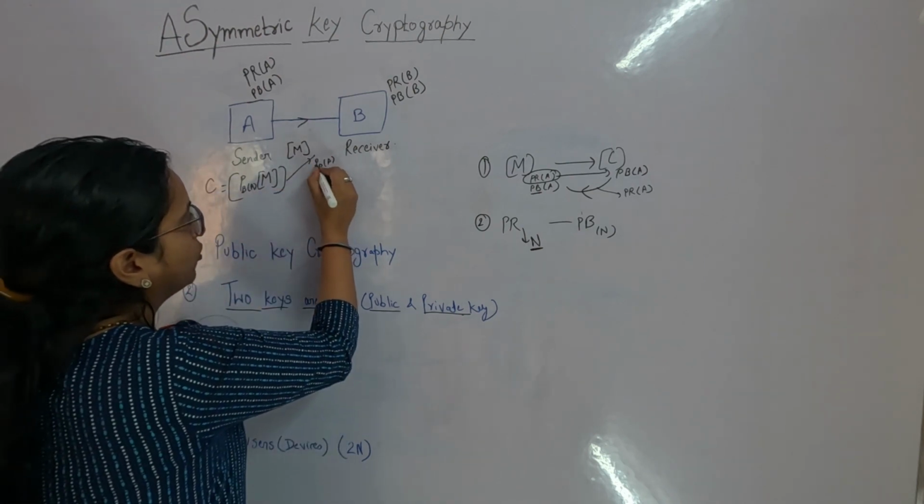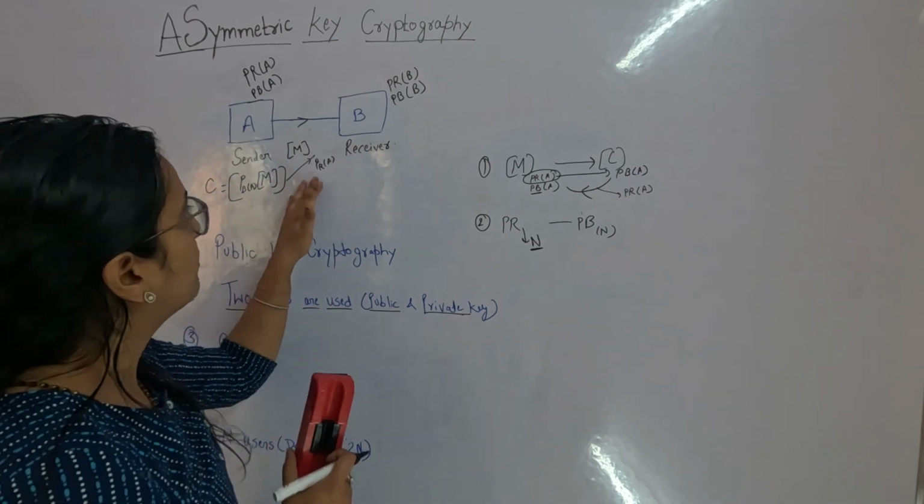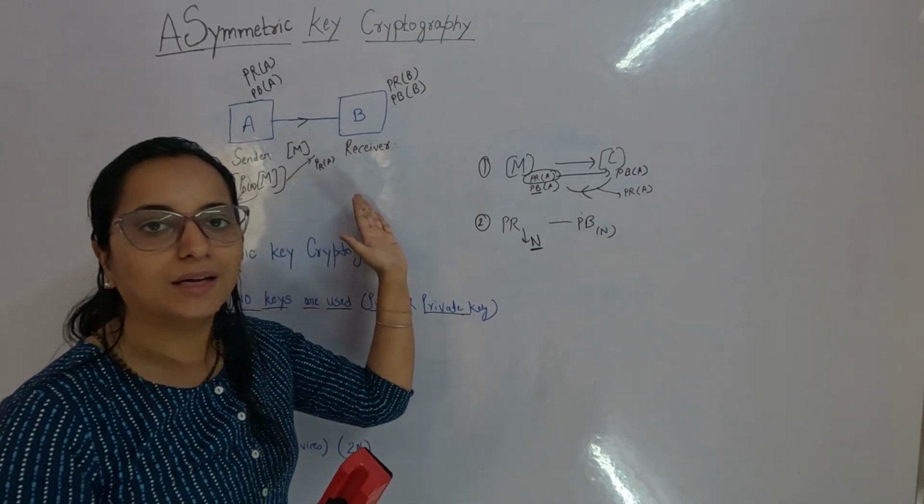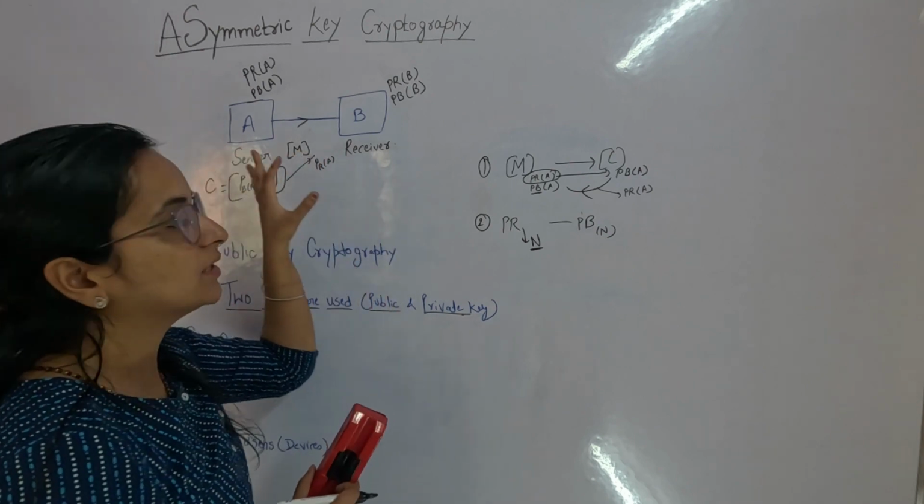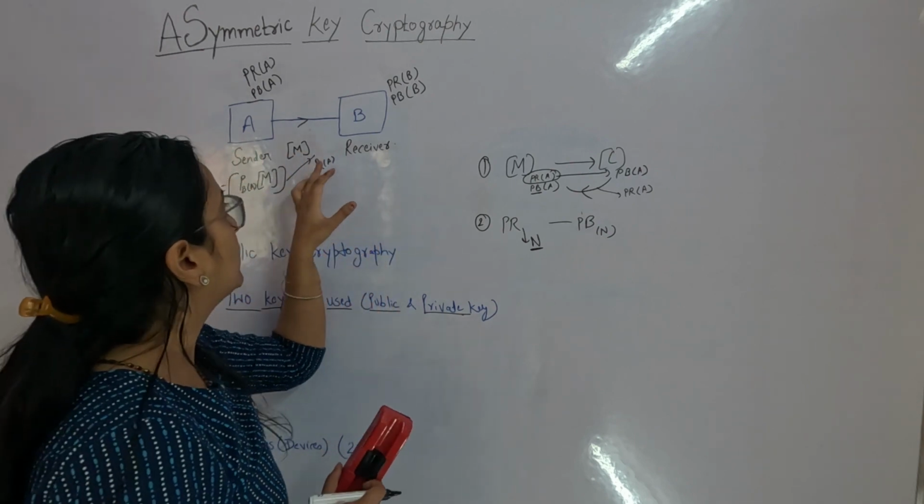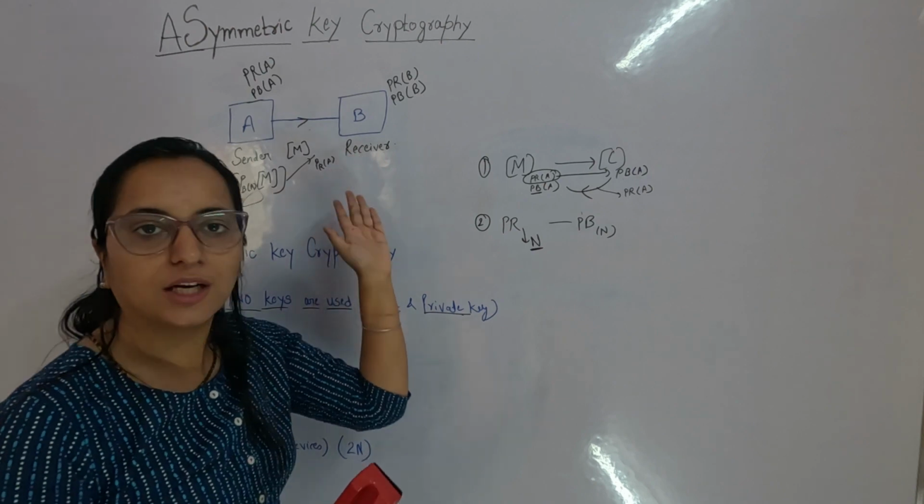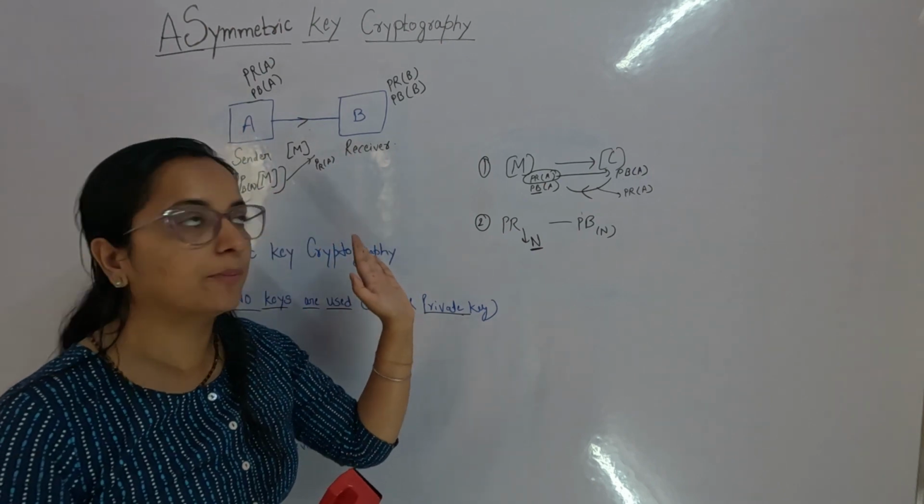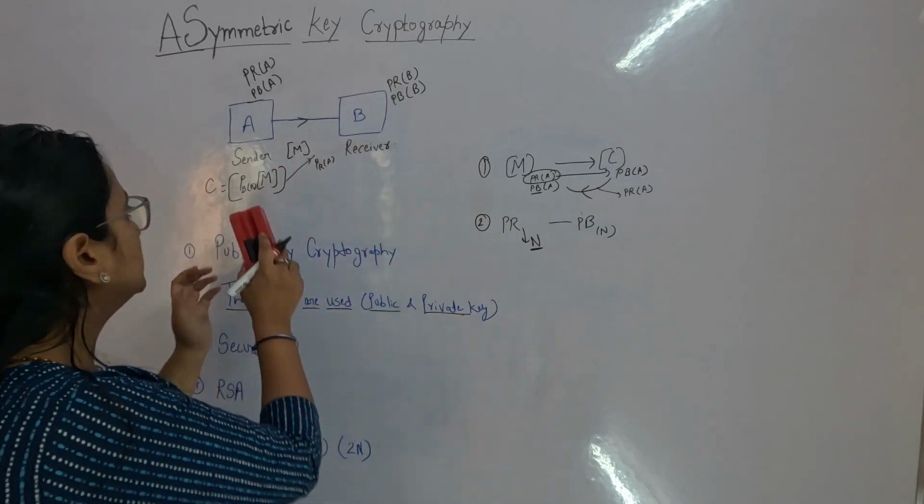Now it can be decrypted only with the private key of A, but the private key of A is only available to A. It will not be available to B, because the private key of any user is with themselves only. So B does not have the private key of A, so it cannot decrypt this message. So with these two keys, we cannot encrypt our message.